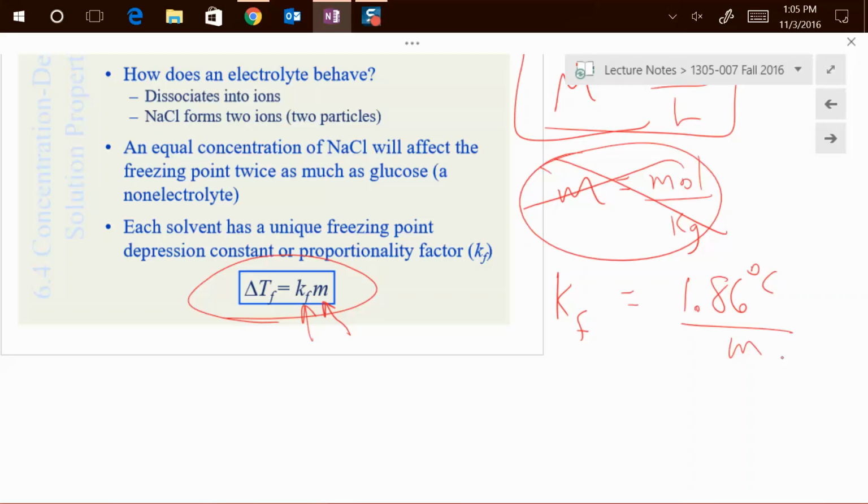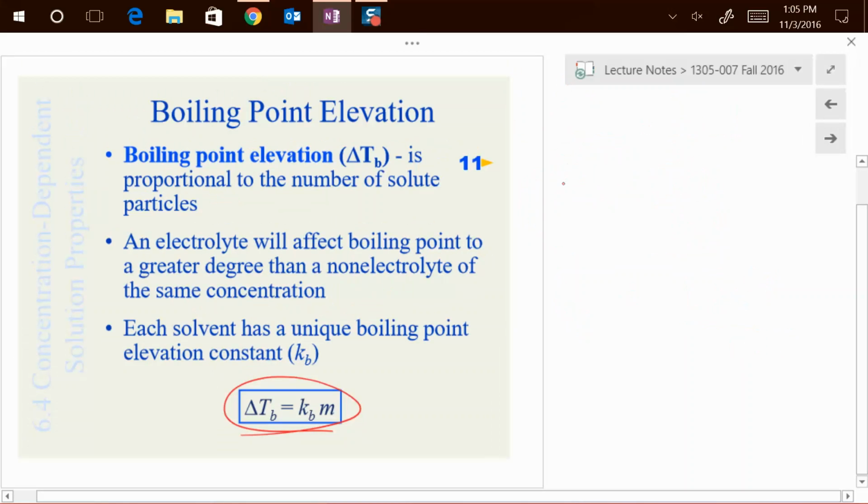It'll change 1.86 degrees Celsius every 1 molar change. That's what this means, okay? And the Kb, I believe, is 0.52, yep. Okay, so the Kb equals 0.52 degrees Celsius every molarity change.